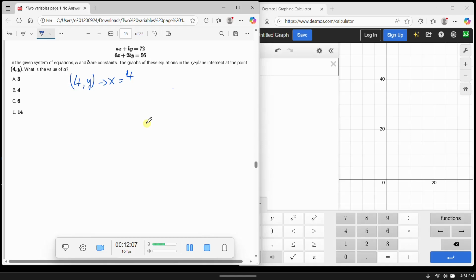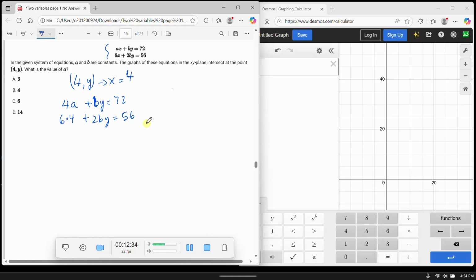So every x that you see in the system of equations, we're going to plug the number 4 in for x. We would get 4a plus by equals 72. Now 6 times 4 plus 2by equals 56.